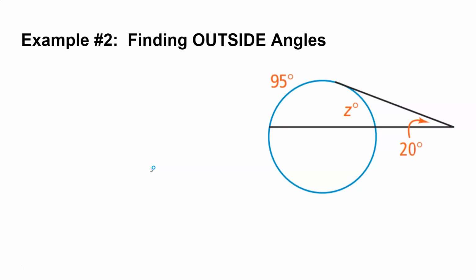Angle 2, finding outside angles. So look at these two lines, they're intersecting outside the circle. So we want the difference of the two arcs. Now we see that this arc is 95. Do we know what this arc is? No, we don't. That's what we're trying to find.